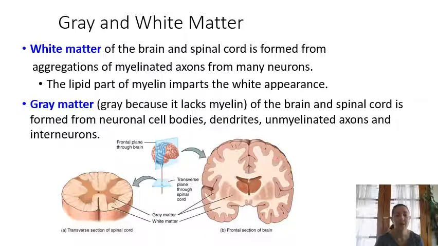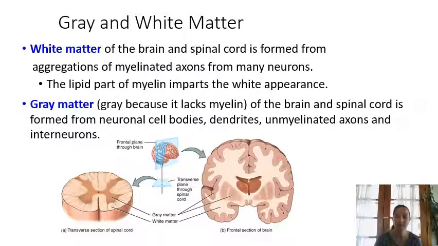Okay, so looking at our central nervous system here, we can see a cross section of the spinal cord and a frontal section of the brain. We can see differences between the white matter and the gray matter. I think we've mentioned this before, that the white matter is where we find myelinated axons. So these are aggregations of axons that are surrounded by a whole bunch of myelin. And remember, the myelin is that protective covering that's made of lipids. Because it's made of lipids, it looks a little white.